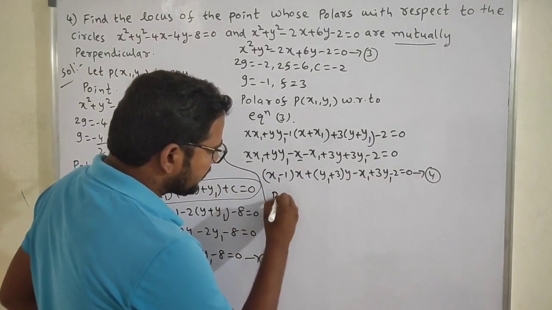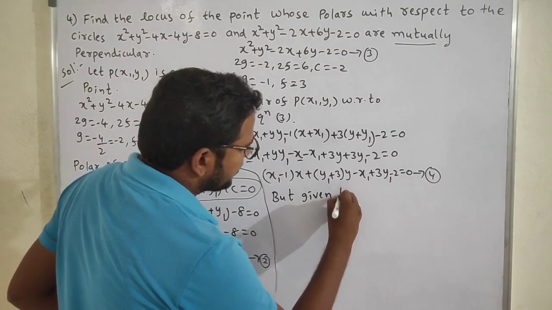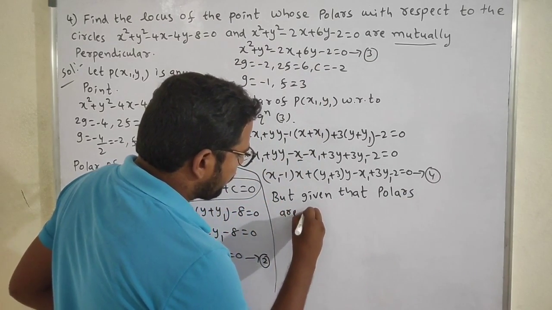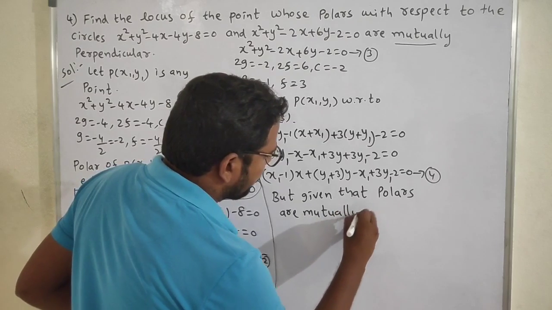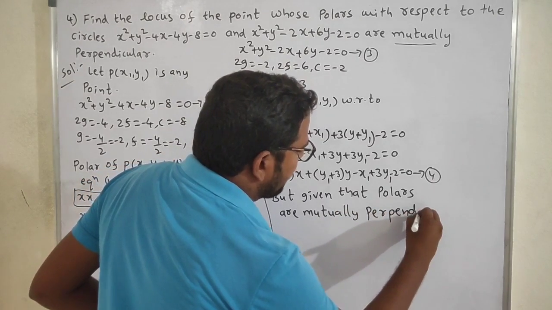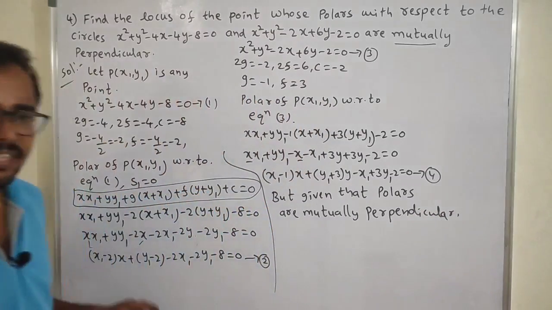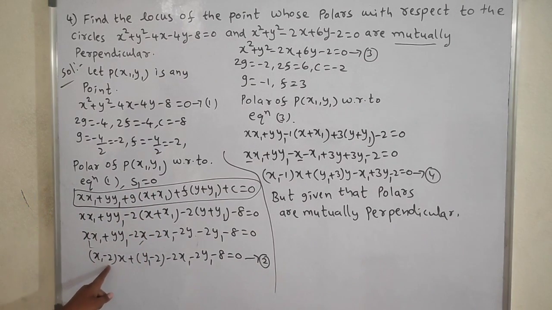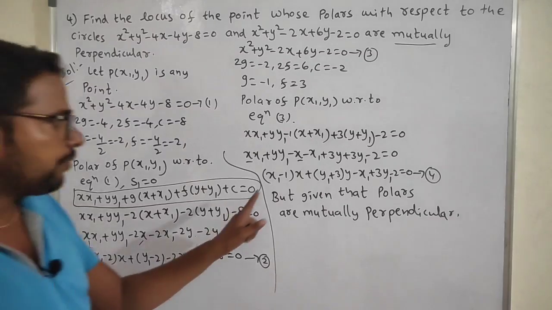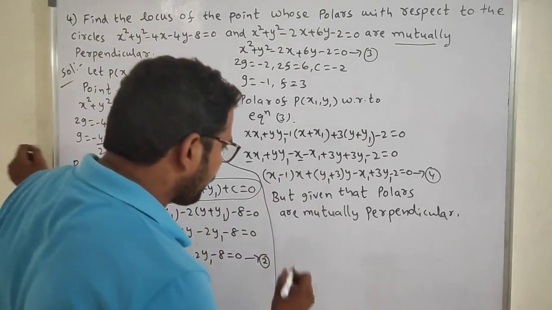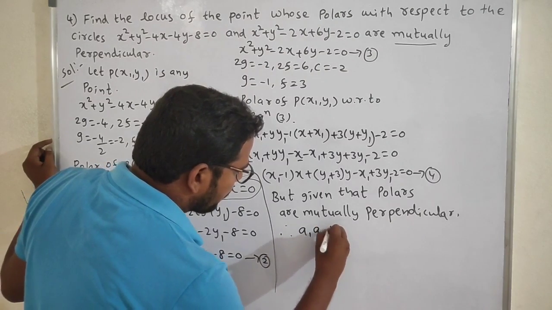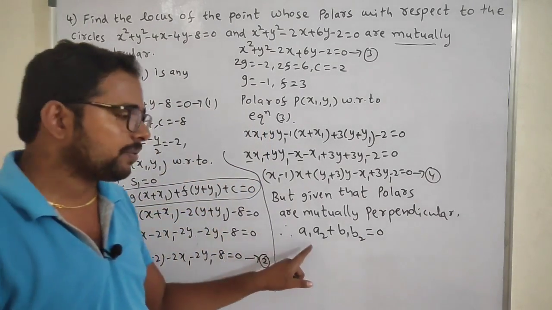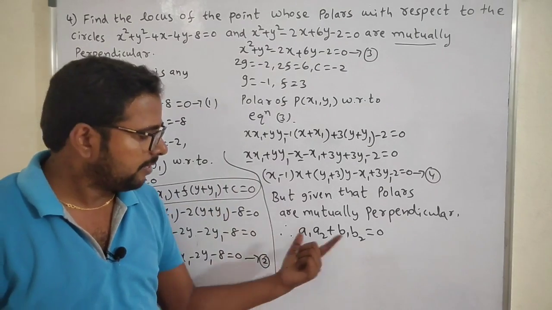Okay? But given that the polars are mutually perpendicular. If two lines are perpendicular, we have one formula. What is the formula? In first year Maths 1B, we have: A1 A2 plus B1 B2 equals 0. Here A1 is x1 minus 2, B1 is y1 minus 2, A2 is x1 minus 1, B2 is y1 plus 3. Therefore A1 A2 plus B1 B2 equals 0. These formulas come in Maths 1B, Exercise 3D. If two lines are perpendicular or parallel, it also comes in Exercise 3D.